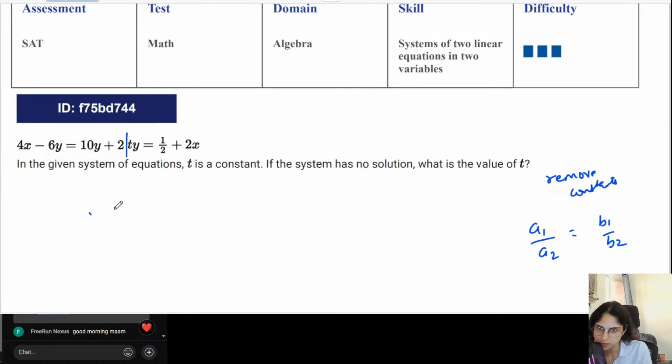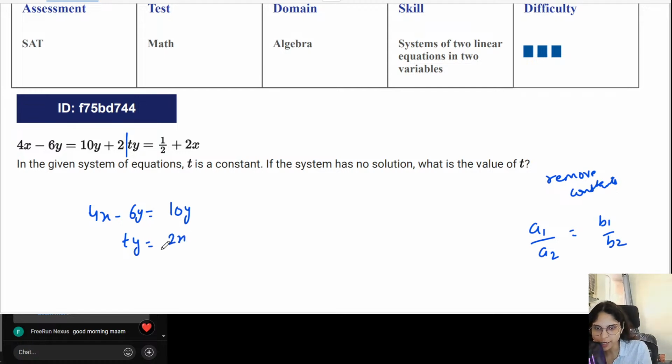This is where we'll make the demarcation. So 4x minus 6y equals 10y. I'm not writing the coefficients, the constants I mean to say. And ty is equal to 2x.